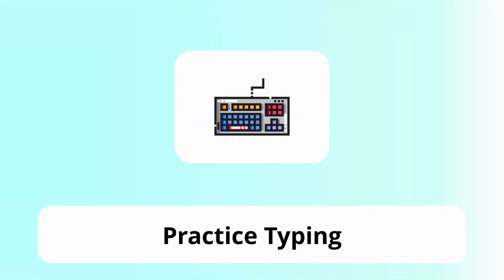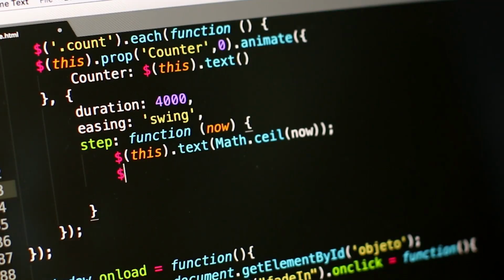Second tip is to practice typing. Now it's easy to get distracted by tools to help you code faster, such as a new IDE. But when was the last time you took a typing test? Because typing speed is the main factor affecting how fast you code.